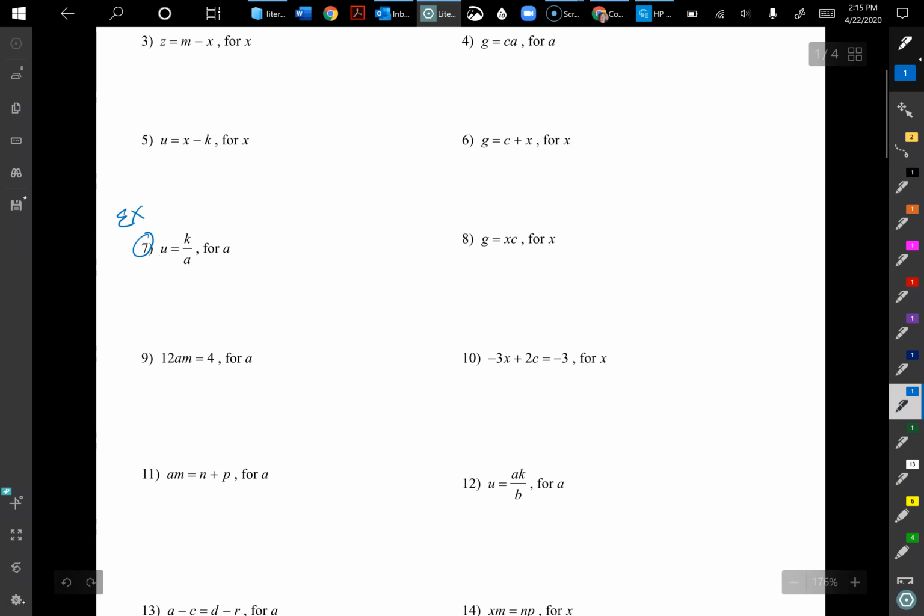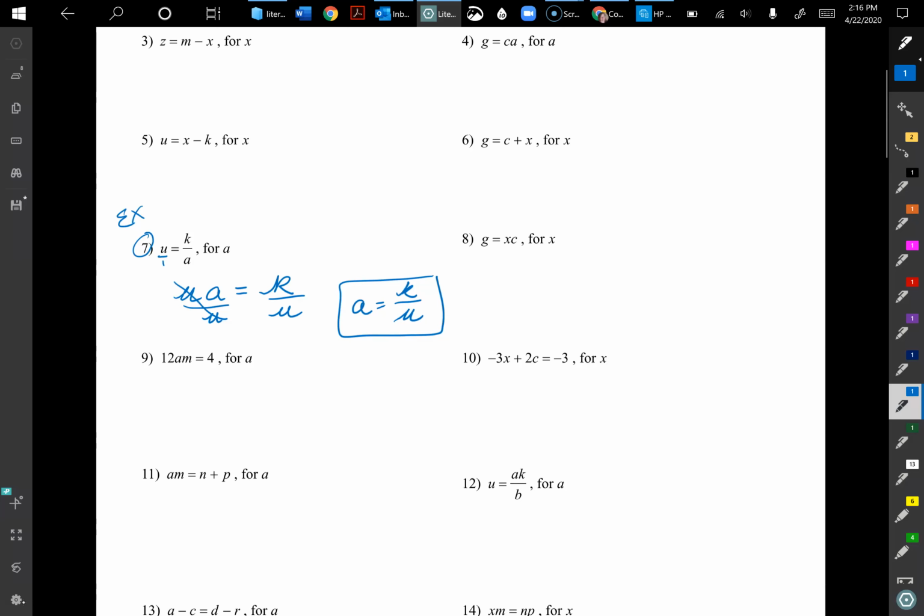So we can actually put this U over 1 and cross multiply, or think of it as clearing the denominator. So we would have UA equals K, and then divide both sides by U. And we end up with A equals K over U. So it just kind of got turned around there.